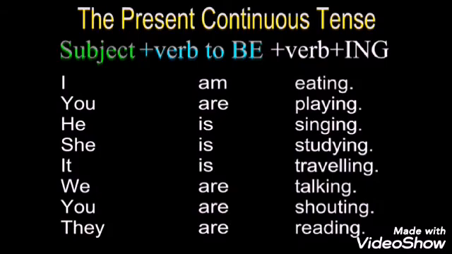Hello everybody, today our grammar lesson is about the present continuous tense. Firstly, what is the form of the present continuous tense? The form of the present continuous tense is verb to be, am or is or are, plus verb plus ing. Subject plus verb to be plus verb plus ing.